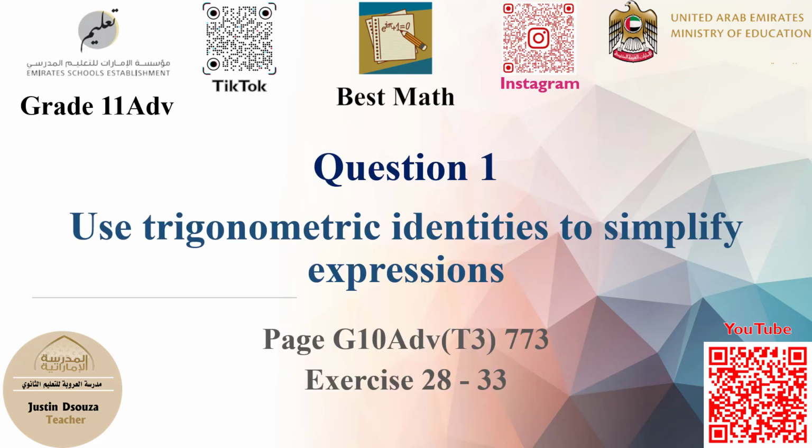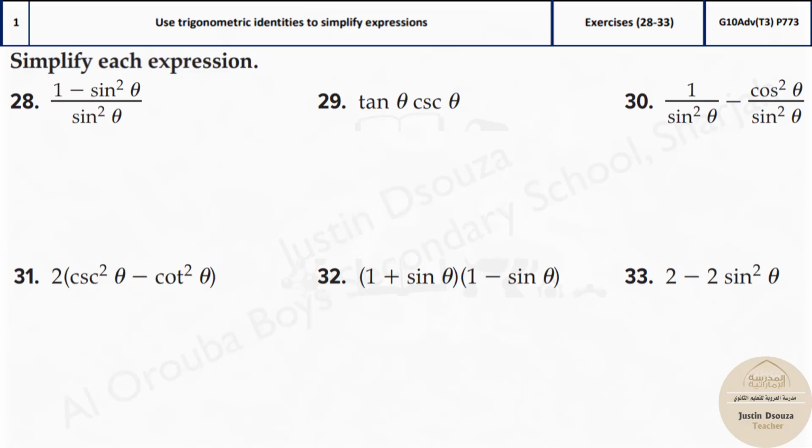The first question is to use trigonometric identities to simplify expressions. Here we can see various trigonometric expressions. And how do we get the correct answer? The easiest way is from the calculator.